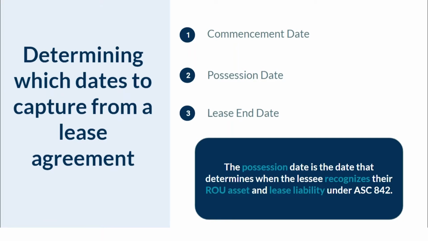Let's look at some of the dates which are present in a lease agreement. First, the lease commencement date. This is the date the lease begins. Sometimes a lease will have a contractual lease commencement date. This is the date that the lease term begins per the contract, and then a separate accounting lease commencement date. The lease commencement date for accounting purposes is going to be the possession date.